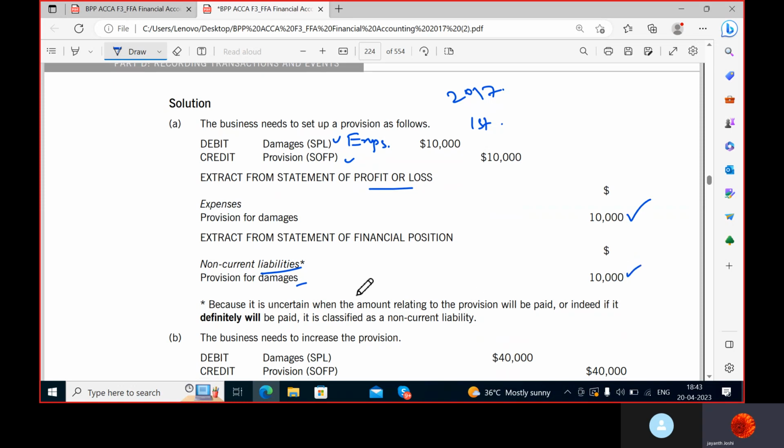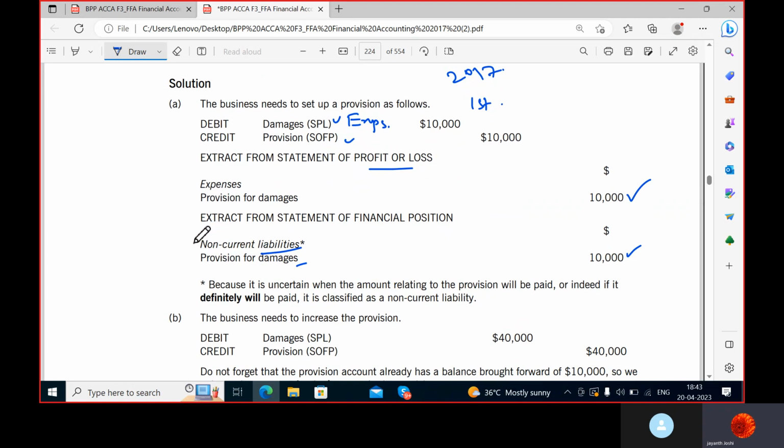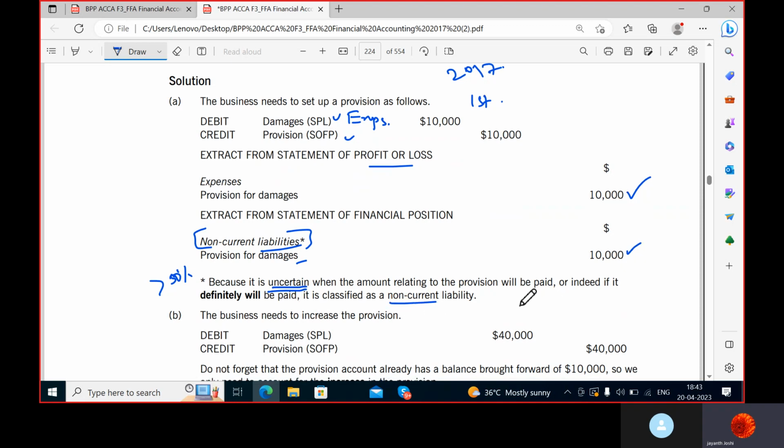Okay. Because it is uncertain when the amount will be paid. Why are we showing it under non-current liability? Because the timing and amount, as in the definition we have read now, is uncertain. So definitely, but indeed it will be paid. But there are more than 50% chances that it will be paid. So that's the reason it is classified as non-current liability.